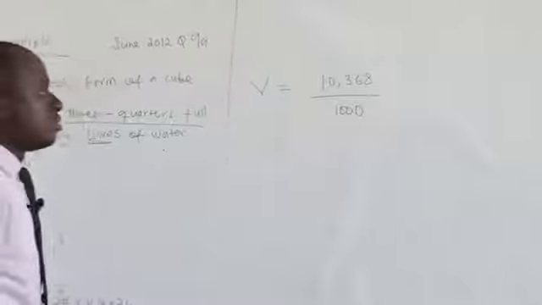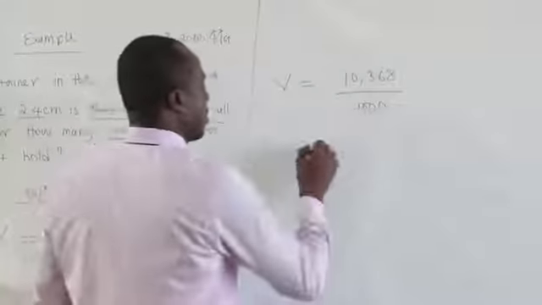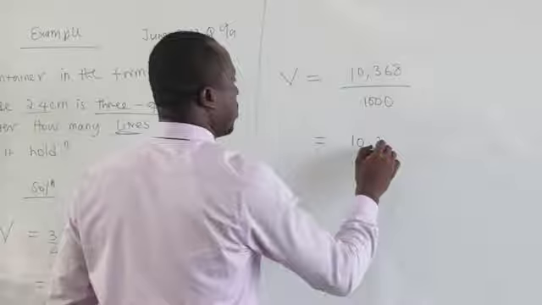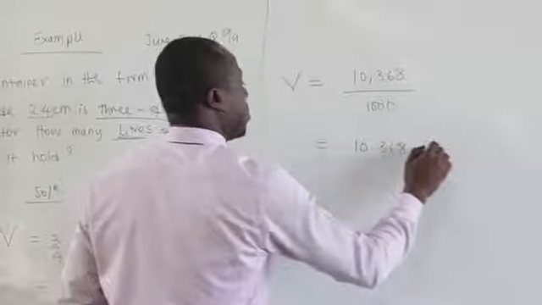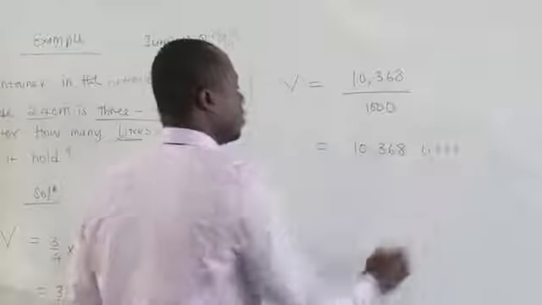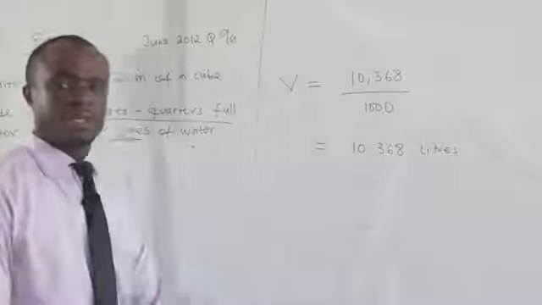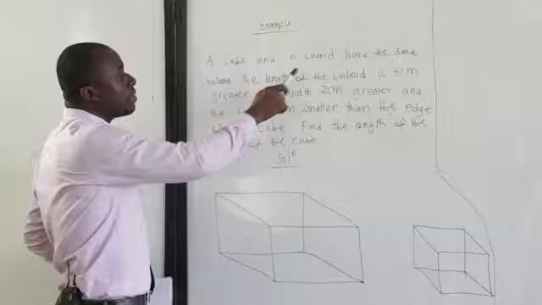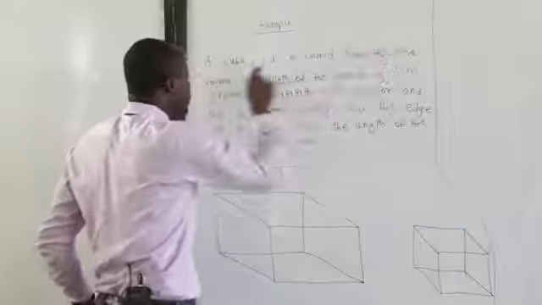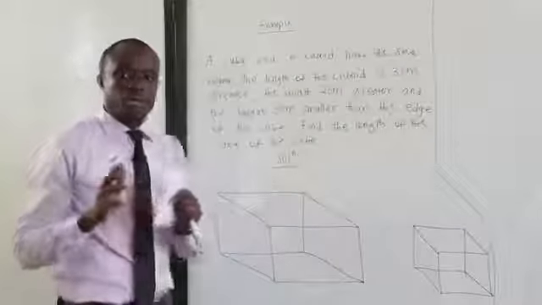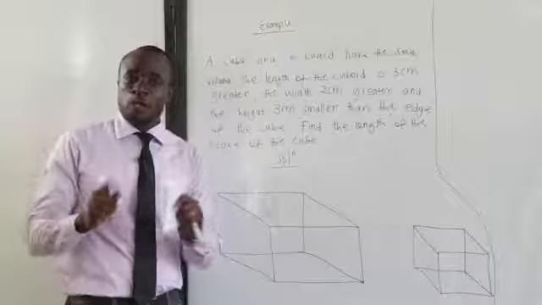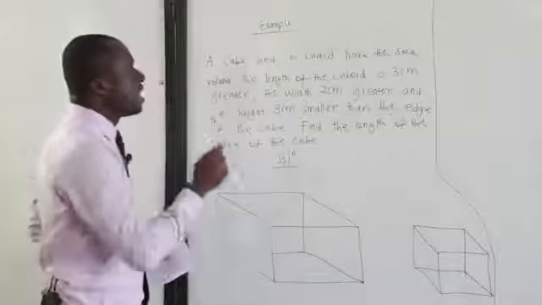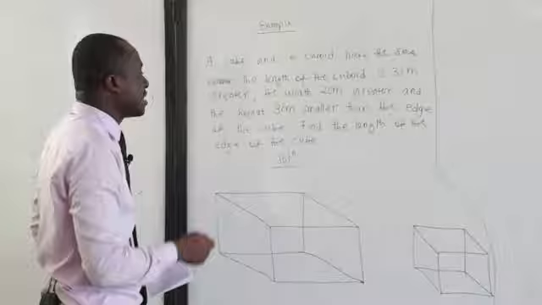We want to change it to liters, and this becomes 10.368, but this is in liters. Now let's consider this past question. A cube and a cuboid have the same volume. So the volume of the cube is the same as the volume of the cuboid. It says that the length of the cuboid is 3 centimeters greater.